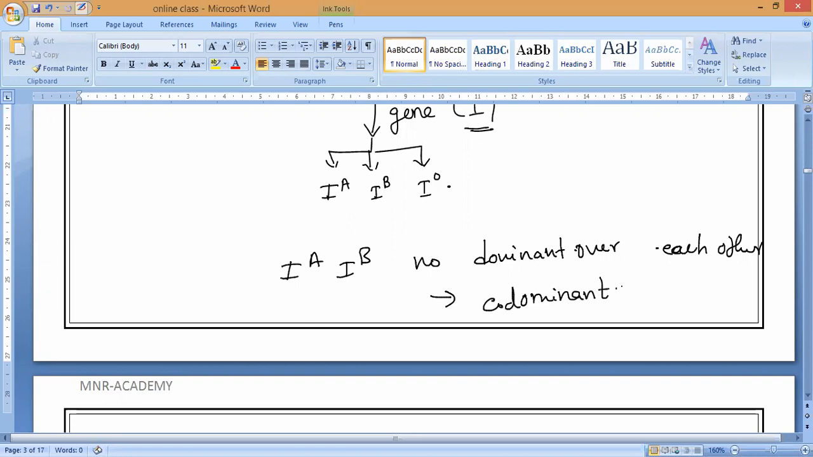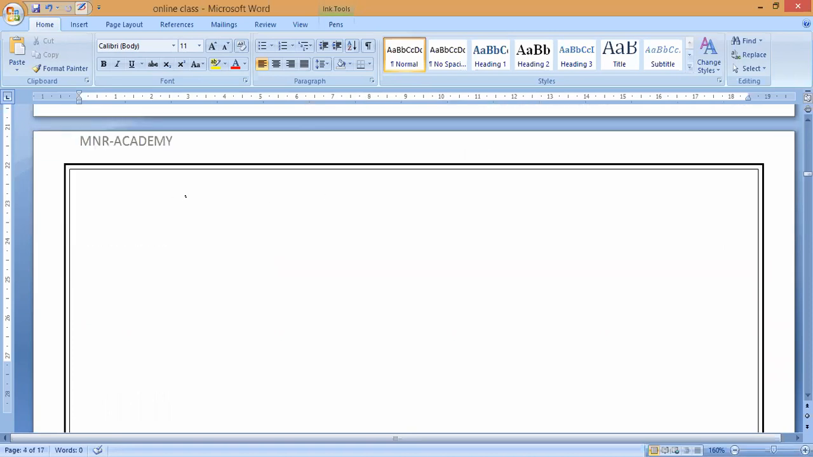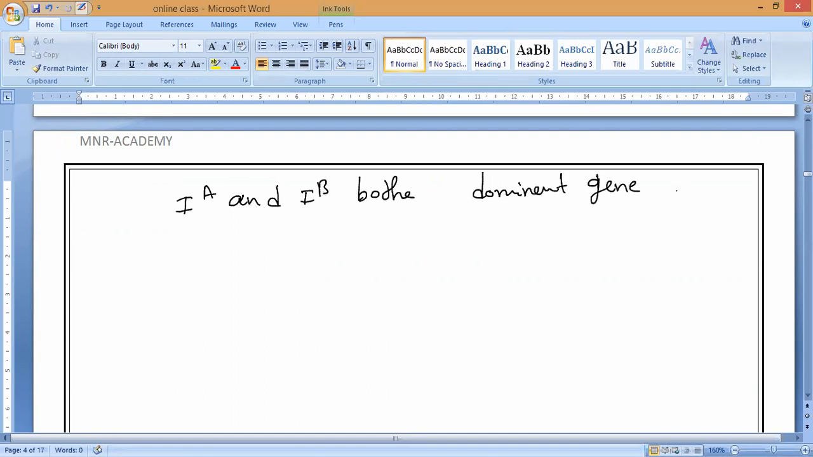Next, in the same way, the genes I^A and I^B are both dominant over the gene I^O. So I^A and I^B are both dominant genes over the gene I^O. That is what you have to remember. I^O is the recessive gene in relation to I^A and I^B. So this gene is called the recessive gene.